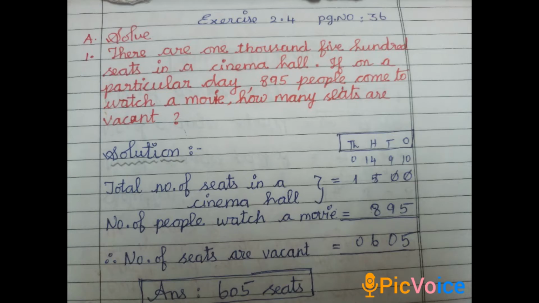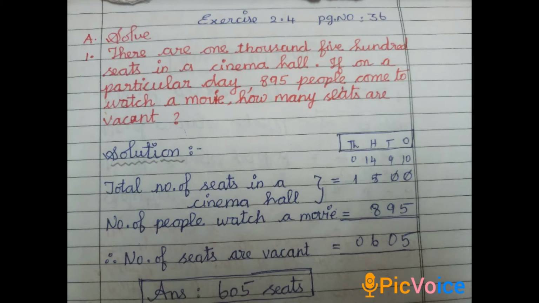Do the subtraction. Start from the ones place number. Write the number correctly according to the place value. Then you can do the subtraction. 0 minus 5 is not possible. Get the borrow from the tens place. Tens place is also 0. Get the borrow from the hundreds place. In hundreds we have 5, so 5 becomes 4. Tens place becomes 9 and ones place becomes 10.